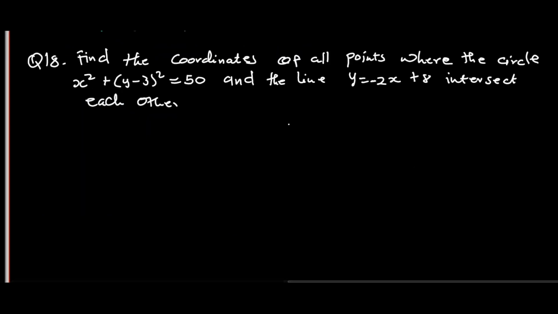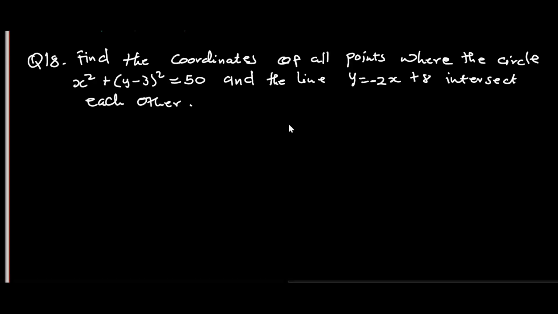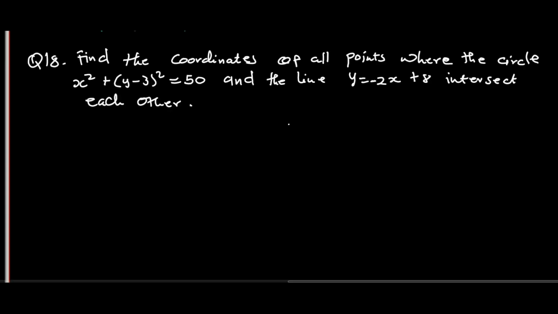Alright, so question 18 says find the coordinates of all points where the circle x squared plus y minus 3 all squared equal to 50, and the line y equals -2x plus 8 intersect each other. So how do we go about that? Earlier on I told you that when it is about intersection, we solve the two equations simultaneously, and then we'll be able to find the coordinates we are looking for. So in our case here, we will have to go by that.